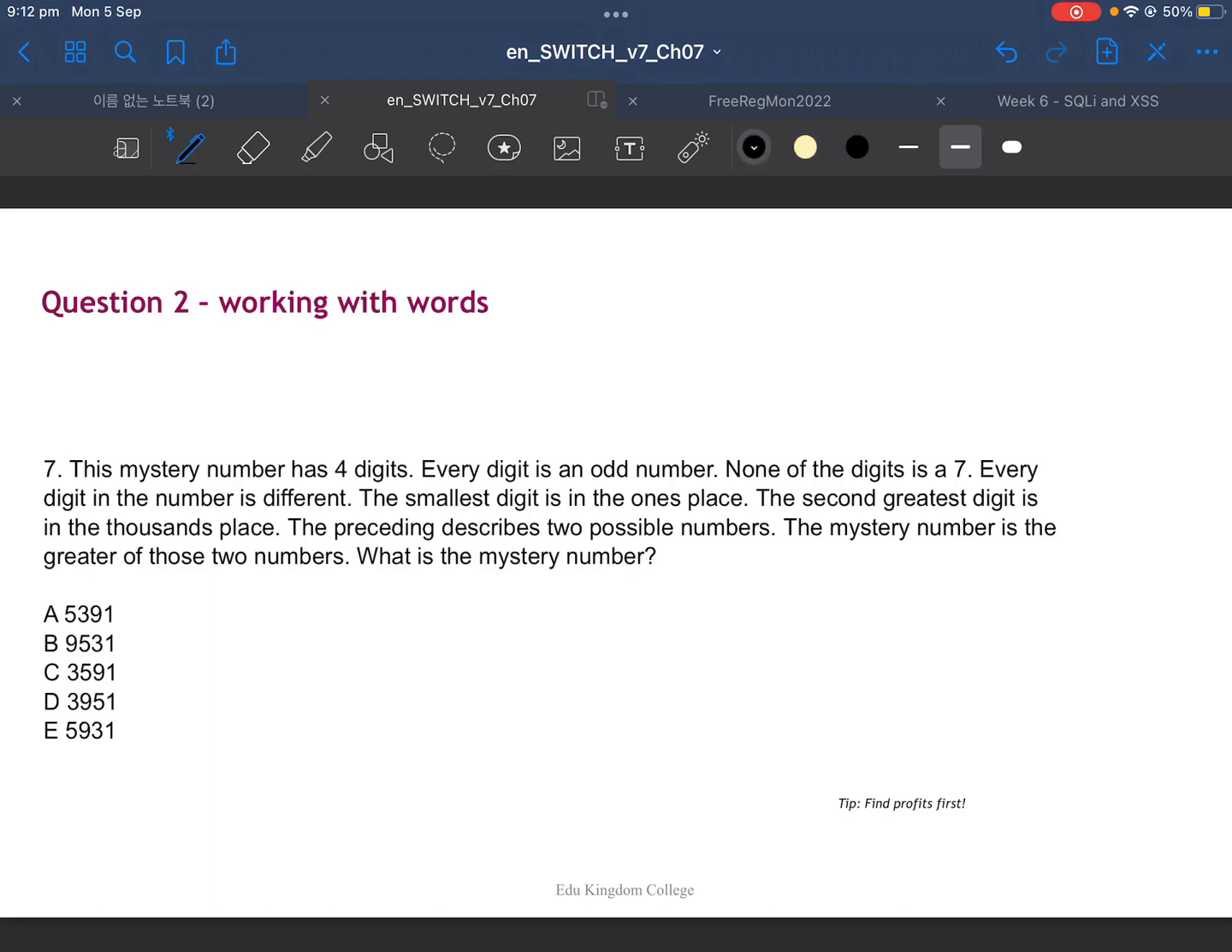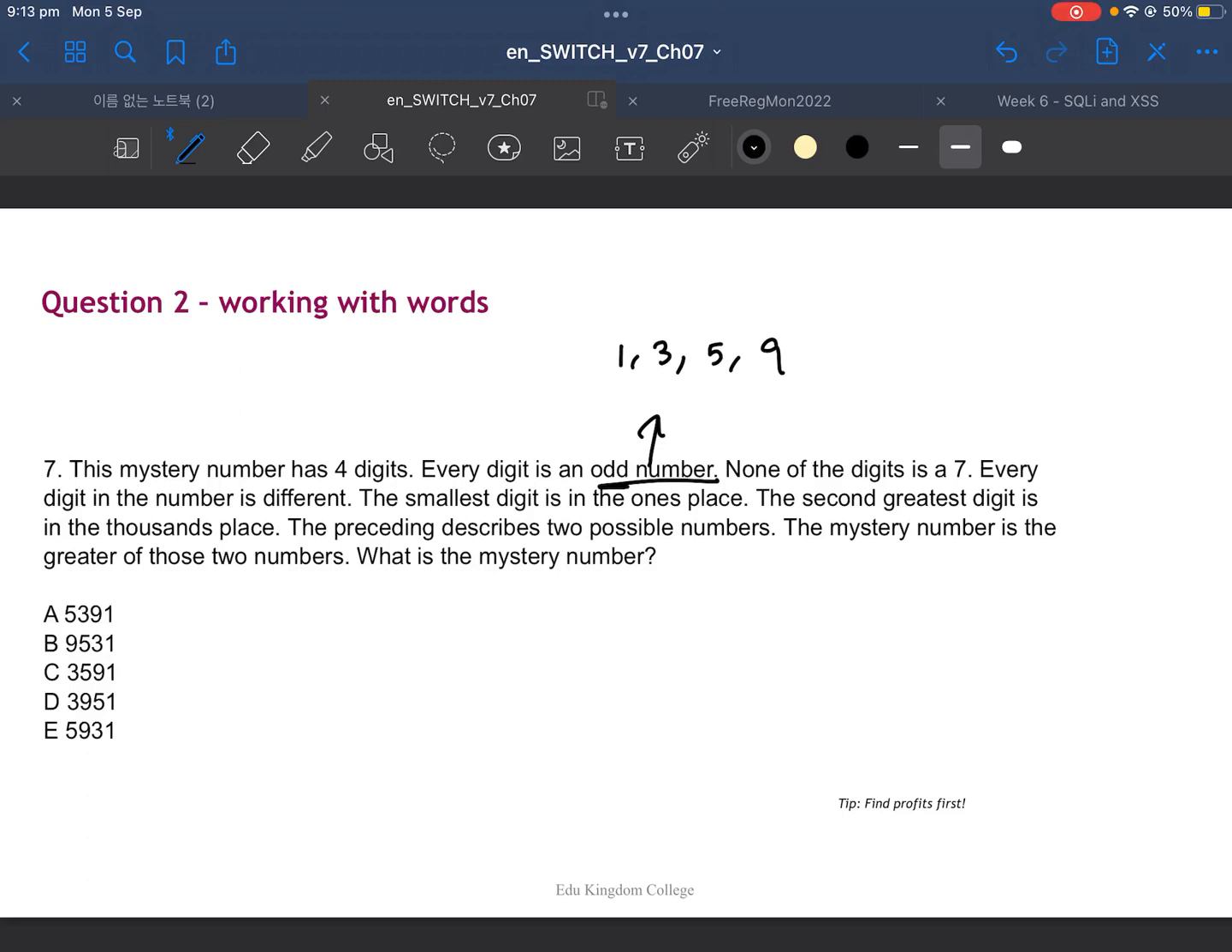Okay, let's break down this question. Let's start as we go. This mystery number has 4 digits. Every digit is an odd number. Okay, let's list the odd numbers we have. What's possible? 1, 3, 5, and 9. Can we go past that? No, because remember, it's a single digit.